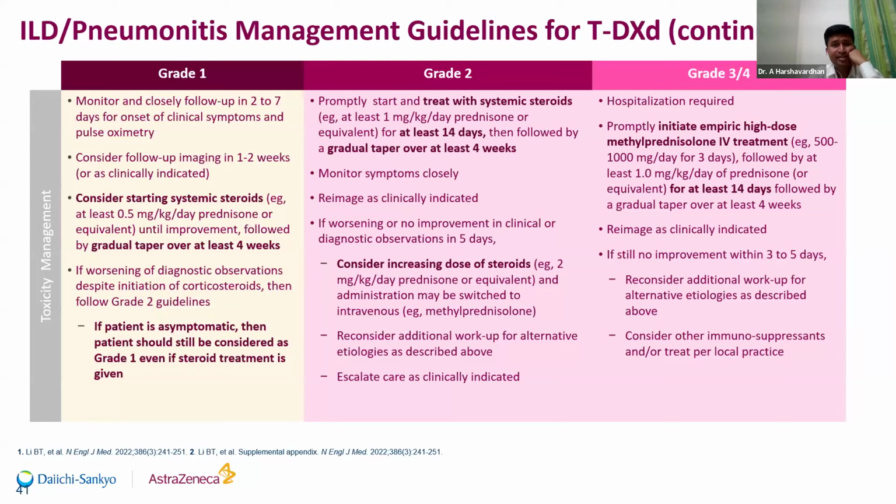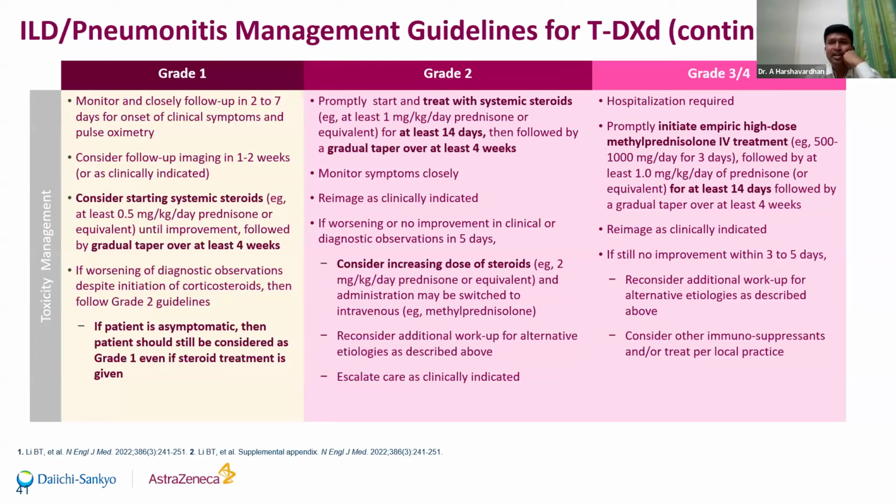From grade 2 and above, we should permanently discontinue the T-Dxd and promptly start the patient on treatment with systemic steroids 1 mg per kilogram for at least 14 days, followed by a gradual taper over at least 4 weeks. Monitor symptoms closely and re-image as clinically indicated. If there is worsening, we can increase the dose of steroids or we can give IV methylprednisolone. For grade 3 and 4, hospitalization is required.